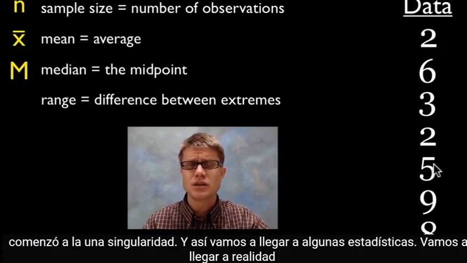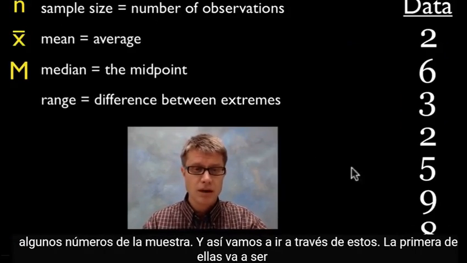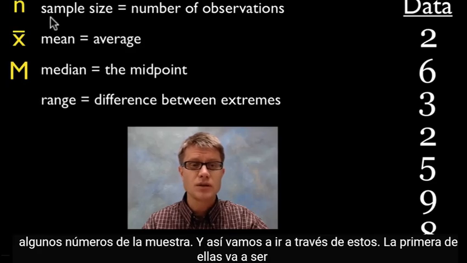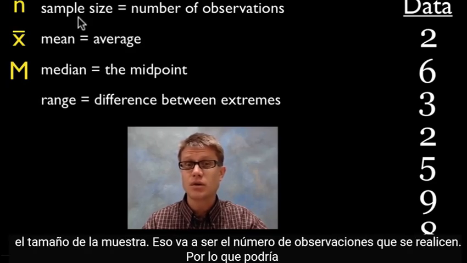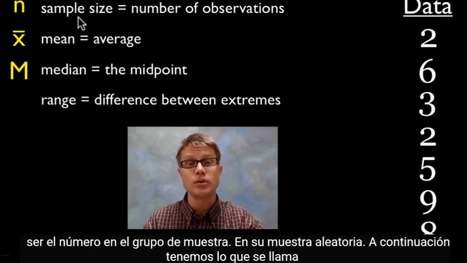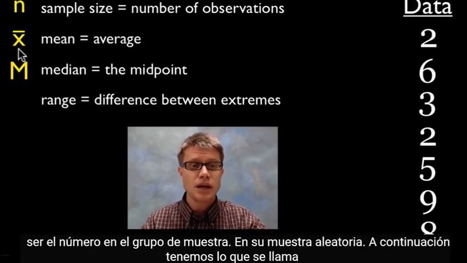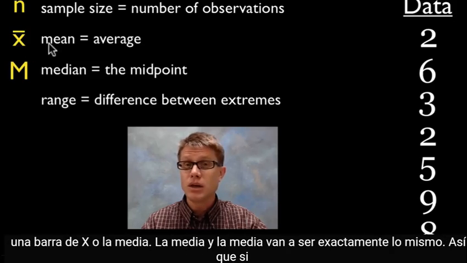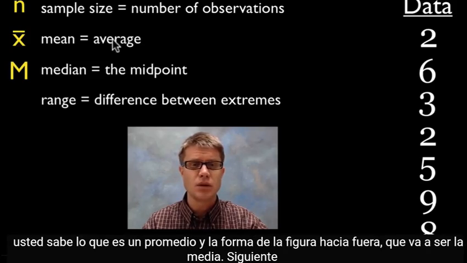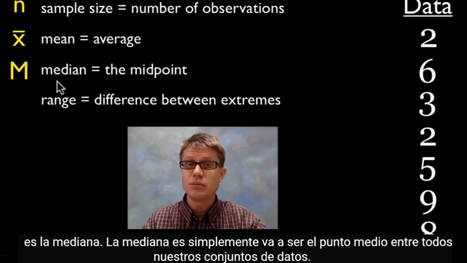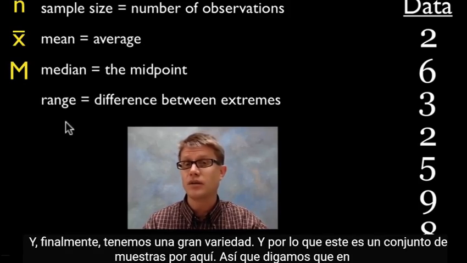Let's actually get to some numbers of the sample. And so let's go through these. First one's going to be the sample size. That's going to be the number of observations that you make. And so that could be the number in your sample group, in your random sample. Next, we have what's called the x-bar, or the mean. The mean and the average are going to be the exact same thing. So if you know what an average is and how to figure it out, that's going to be the mean. Next is the median. Median is simply going to be the midpoint in between all of our data sets. And then finally, we have a range.